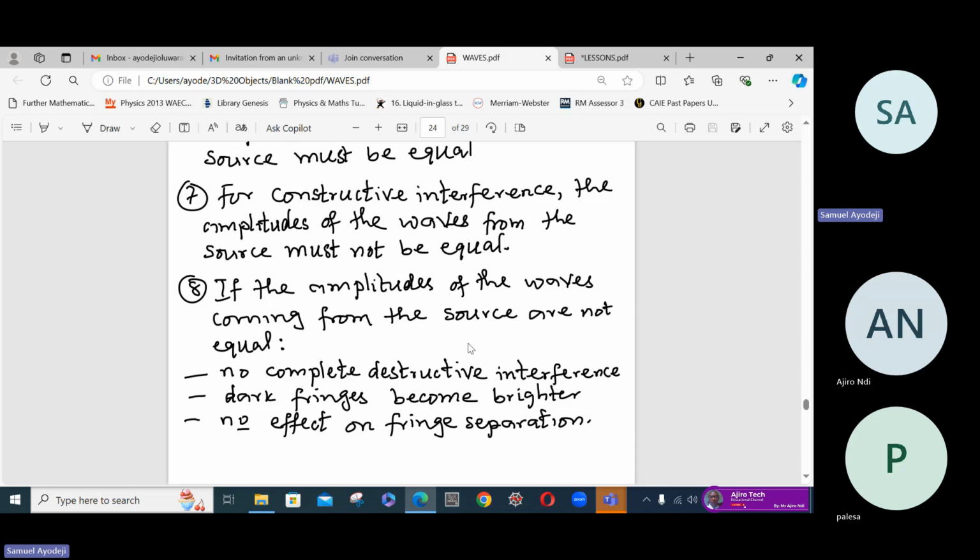So if the amplitude is no longer equal, or the question says the amplitude of one of the waves is reduced, that means they are no longer equal. So what happens? No complete destructive interference. Dark fringes have become brighter, and no effect on fringe separation. So take note of that.